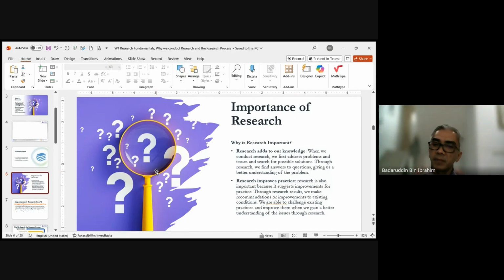And from that point, the discussion evolved. Okay, it can be both sides: adding a new knowledge, proving a theory, for example, or improve practice.